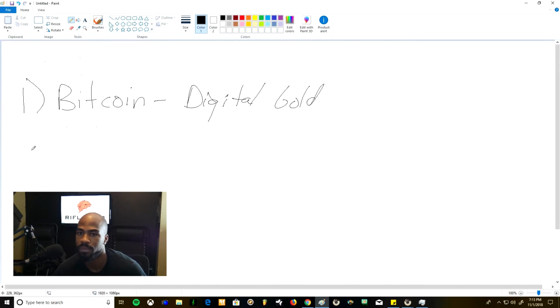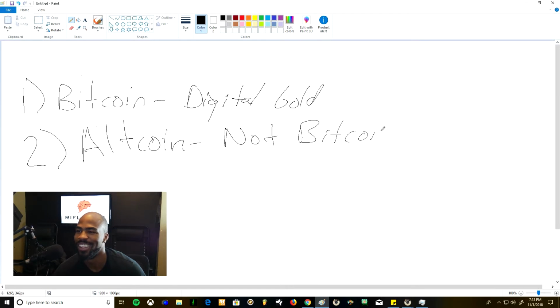Now, altcoins. Altcoins is literally any coin that has a function that's not Bitcoin. That's funny. But yeah, that's literally what altcoin is. Altcoins are anything that isn't Bitcoin. So think of Bitcoin as being gold. Altcoins would be all of the other things that would go on top of that, or which was created off of the idea of Bitcoin and cryptocurrencies.